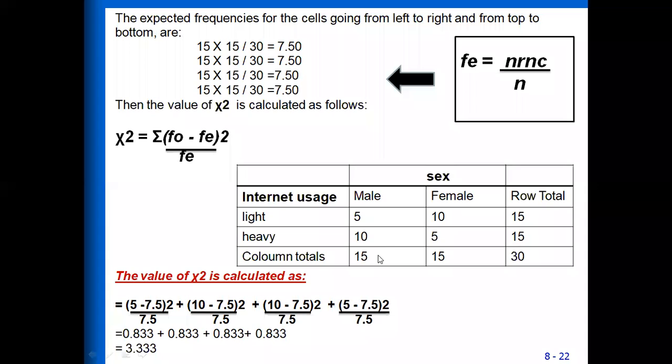Like this, in this table, for 5, we can calculate expected frequency as 15 into 15 divided by 30. That is 7.5. For 10, we can calculate 15 into 15 divided by 30. In this table, it is by chance that row total and column total are the same. Even the totals for all the rows and all the columns are the same. It can vary also.